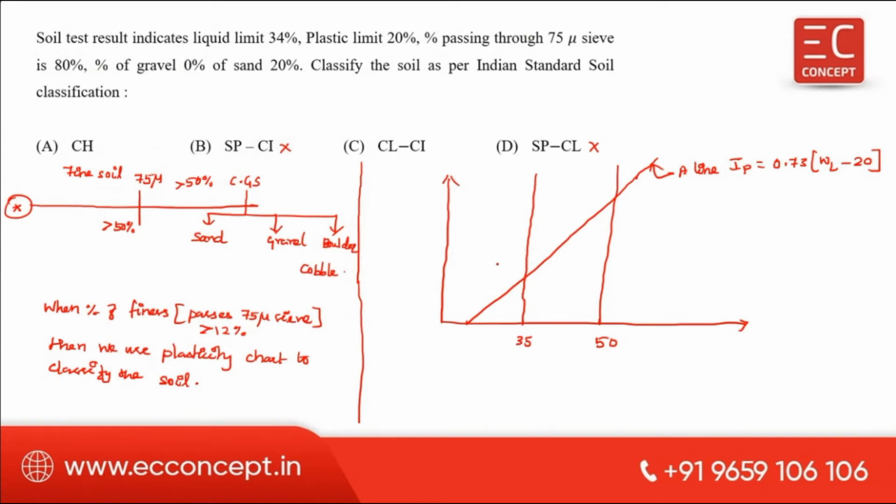So less than 35, above this A line, is clay soil, low compressible. If it is in between, then it is a clay soil, intermediate compressibility. Liquid limit greater than 50 is high compressibility. Okay, and below is silty soil, that is low compressible. Silt is represented by M, and this is intermediate silty soil. This is highly compressible silty soil.